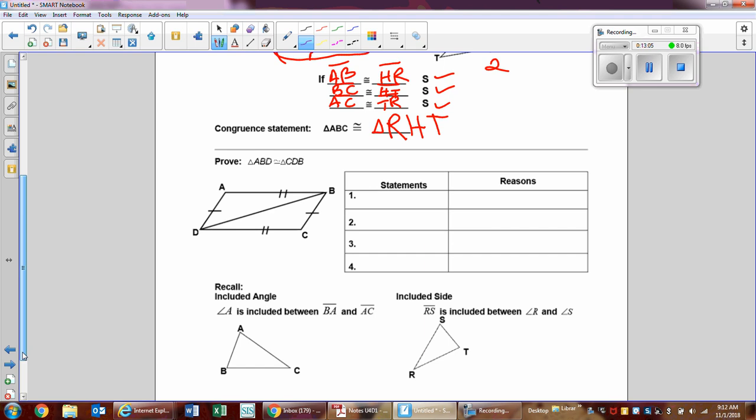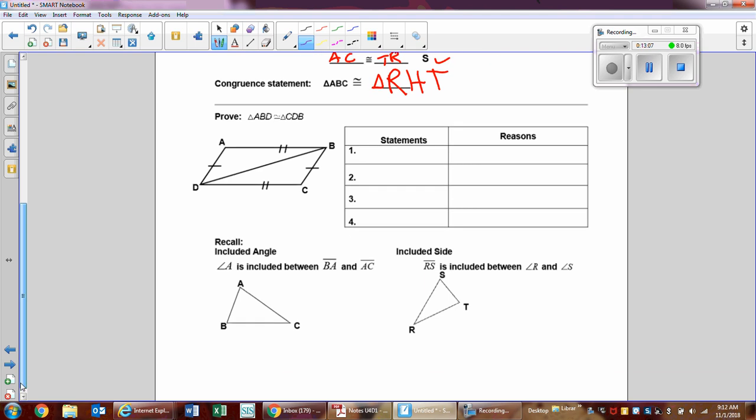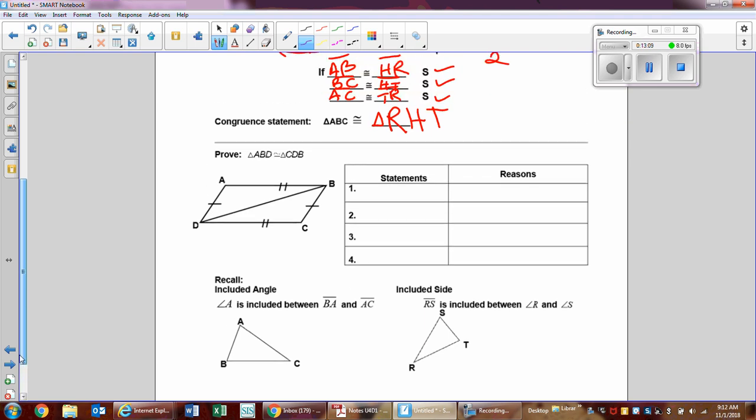Okay, so the second part is when we have to prove the two triangles are congruent. So the question is prove that triangle ABD is congruent to triangle CDB. Okay, that's what they want us to do, right? So remember when we start proofs, a lot of times they would be given. In this case, they didn't write anything given, but they gave you the marking, right? That can also be considered as given.